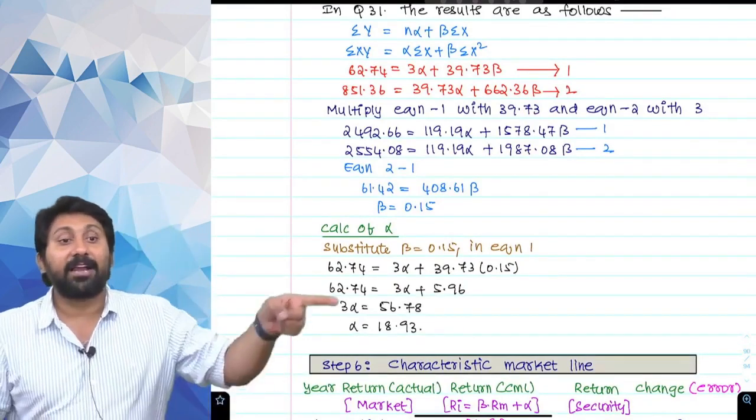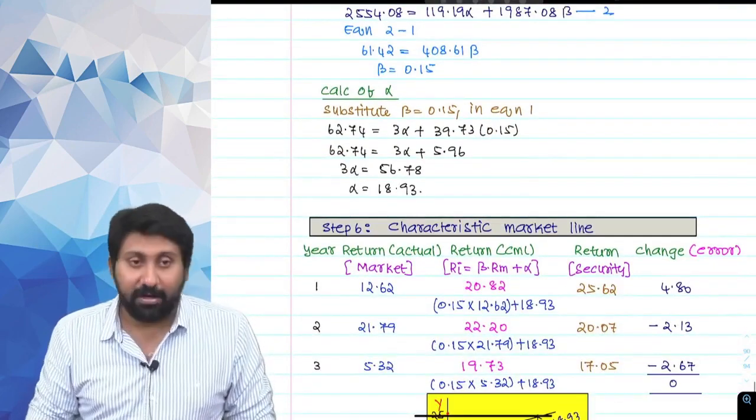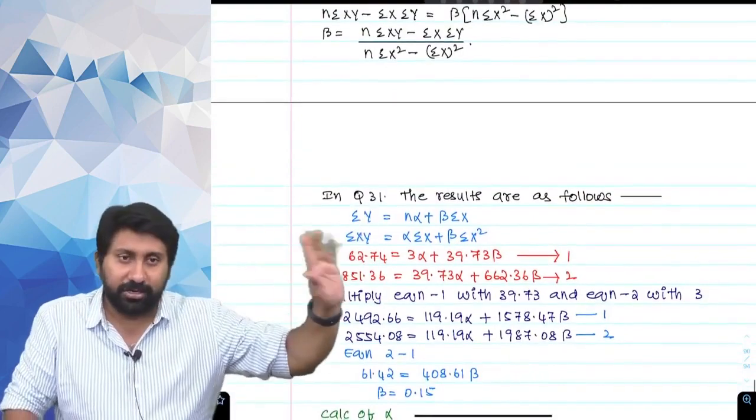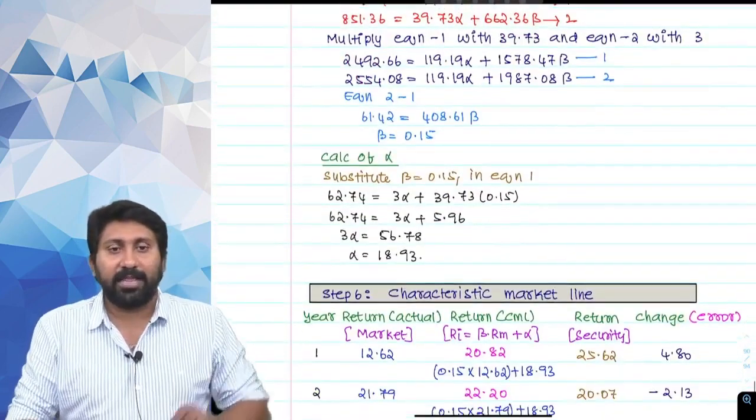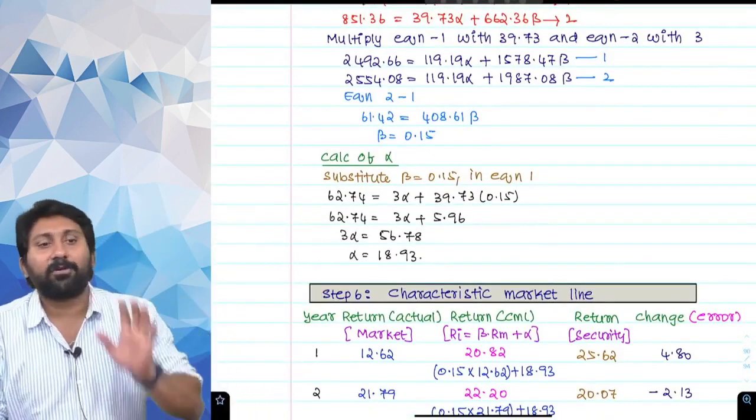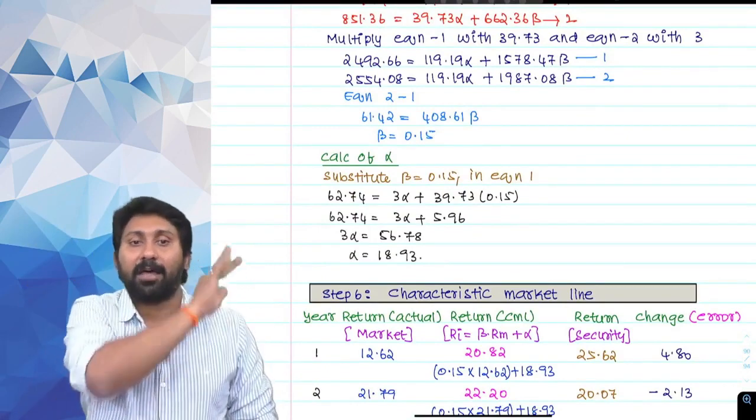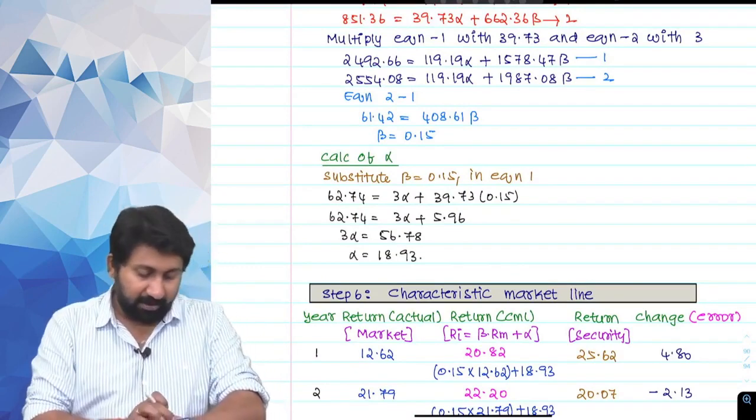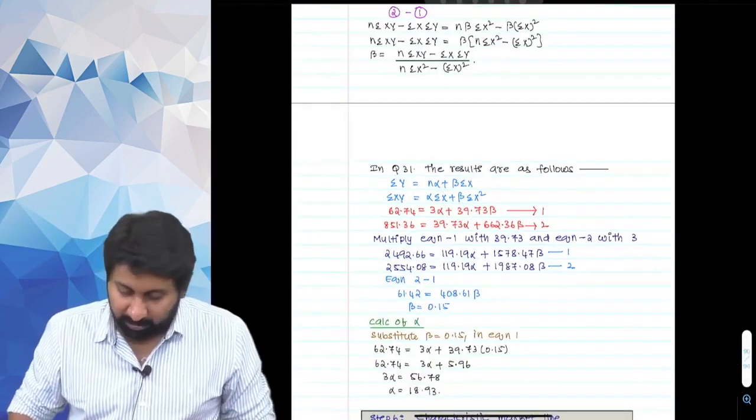Here we can also calculate our alpha. So for the calculation of alpha, substitute beta 0.15 in equation 1. You can also substitute in equation 2, nothing will happen. I substitute in equation 1. In this, you get alpha as 18.93. From that, you have to understand that alpha is also calculated with the same formula. If he asks for alpha in the question, don't use a different one. You will use only this one. So, this is how the least squares method works.